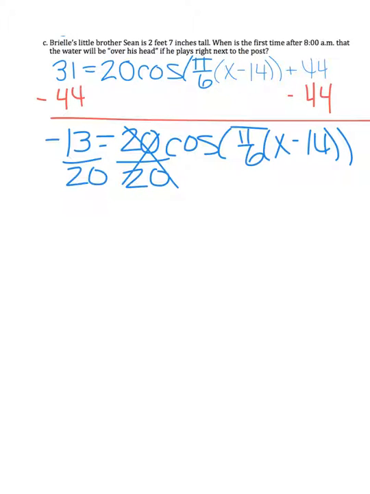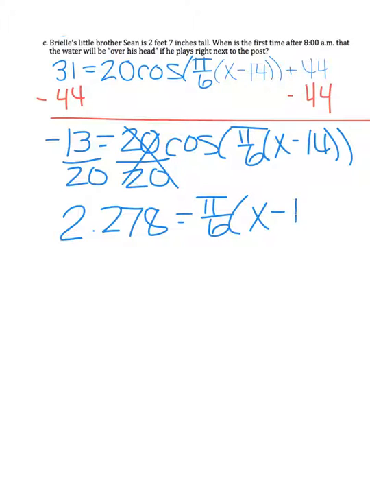So at this point we have cosine by itself, so you want to do the inverse cosine of negative 13 over 20 in your calculator right now. If you do that, we should get about 2.278. And what's a little bit different about this problem is that's not our final answer, because we still have stuff inside the cosine that we need to solve for.